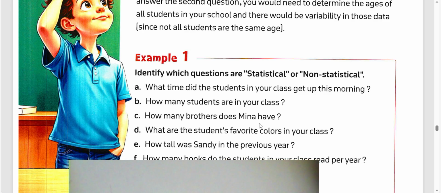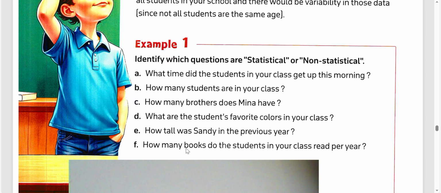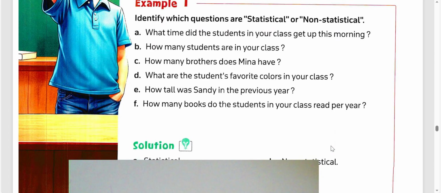How many brothers does Mina have? It will be non-statistical because we have exactly one answer. What are the students' favorite colors in your school? It will be a statistical question because we have different answers. How tall was Sandy in the previous year? It will be non-statistical because we have exactly one answer. How many books do the students in your class read per day?